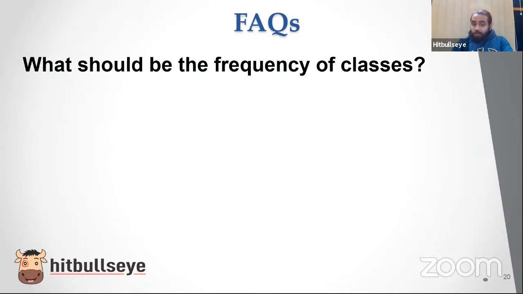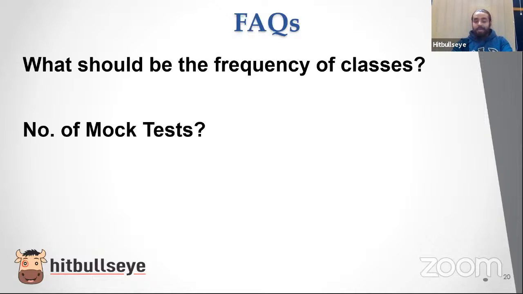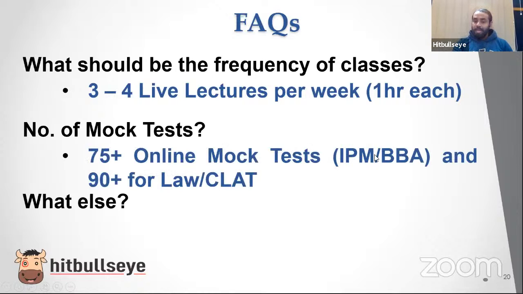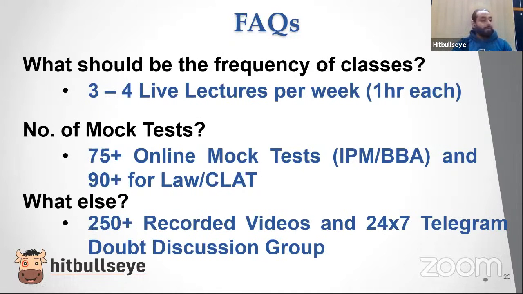Okay, now sir, what should be the frequency of the classes? How many mock tests will there be? And what else is there? So there are 3 to 4 live lectures per week, dear. Each class is 1 to 1.5 hours, depending upon your batch. 75 plus online mock tests are there for IPM and BBA. 90 plus for law and CLAT. Why 90 plus, sir, will the CLAT students study more? No, 90 plus because there 2 sections get added. The GK section is added, the legal section is added. What else you get? You get 250 plus recorded videos and you have a 24/7 discussion and doubts group on Telegram.